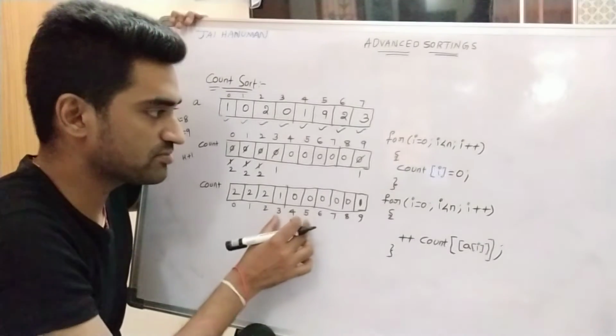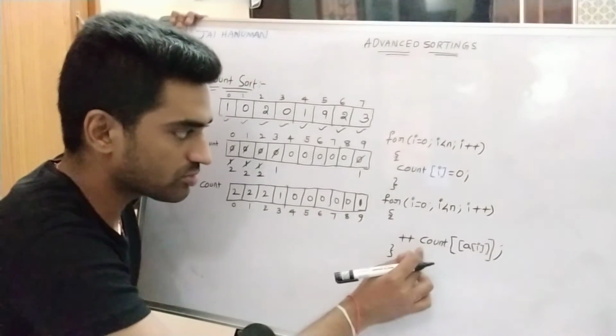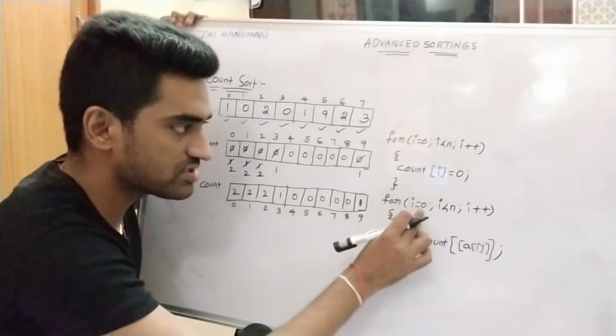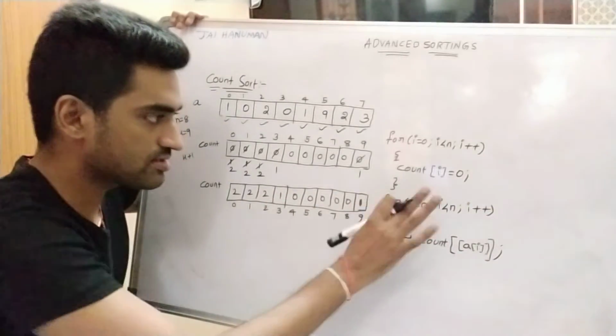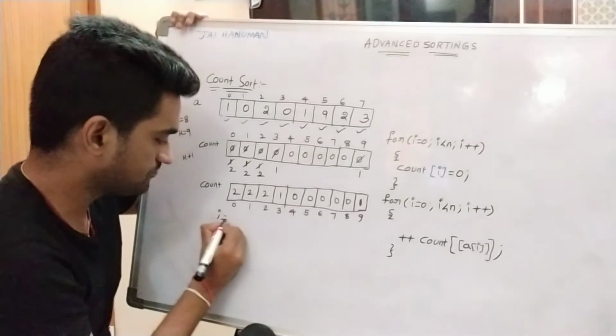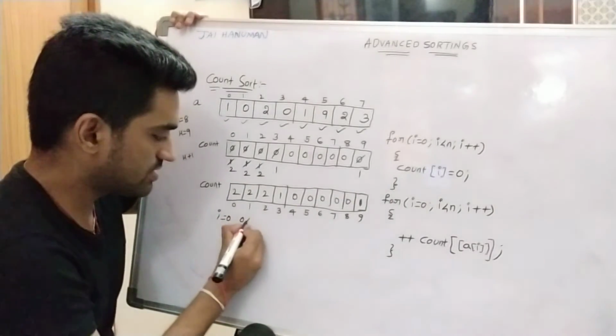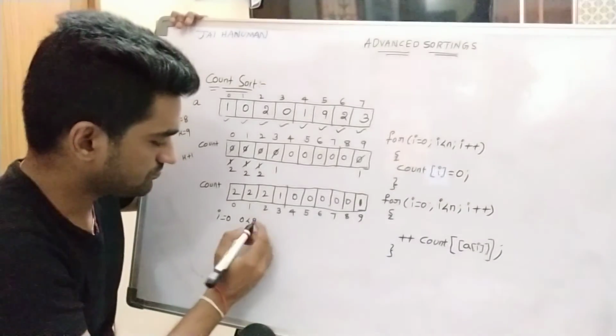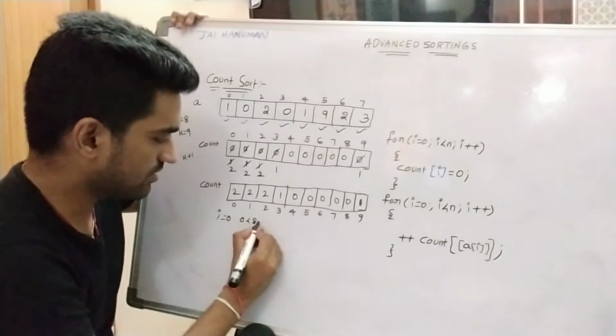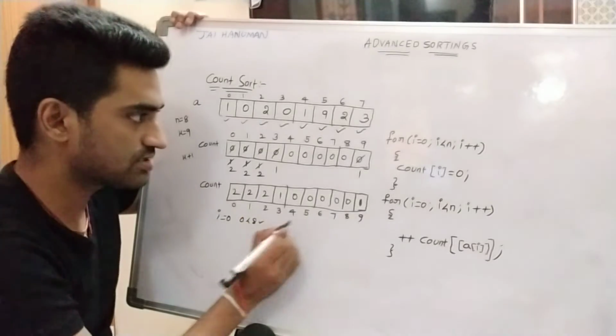Right? Now the array becomes like this. This incrementation procedure starts from 0 to n values. Suppose here I am tracing this logic. So I is equal to 0, 0 less than n. The n value is 8, so the condition is true.